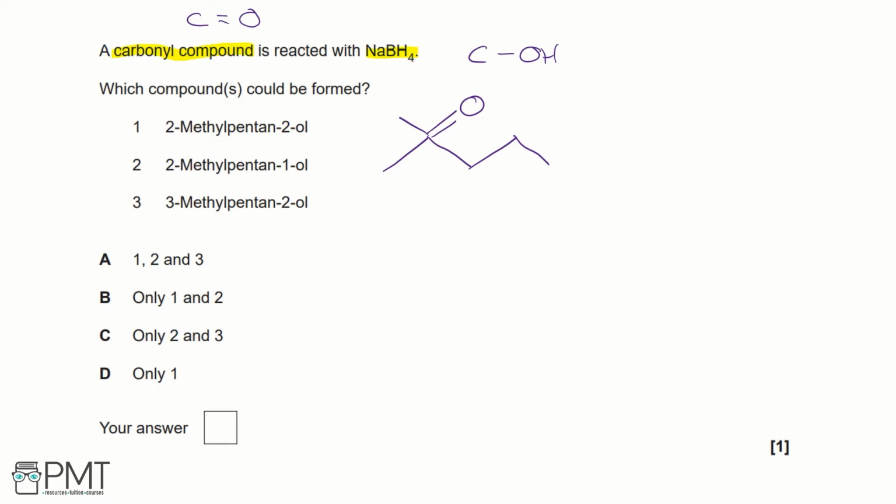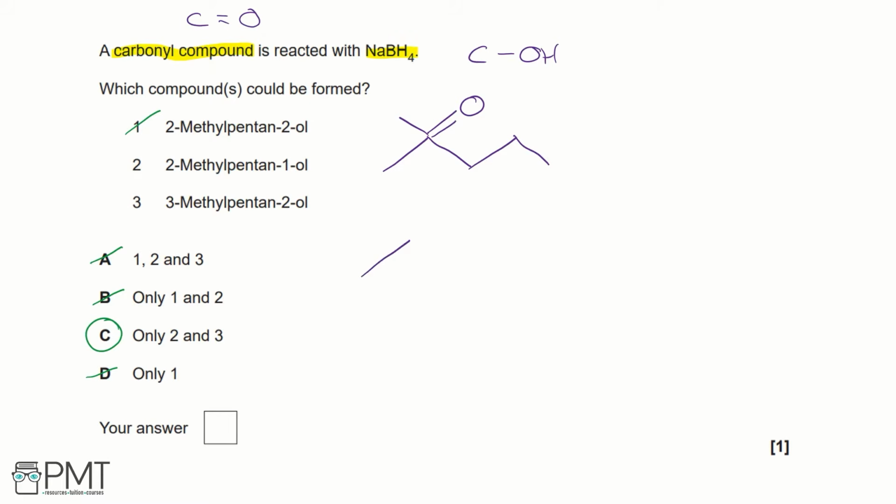Now, looking at this compound, it's not possible because carbon must have 4 bonds, and this carbon at the moment has 5. So 1 cannot be an answer. So then we eliminate the options that include 1. So that would be A, B, and D. So that means we're going to write C in the answer box, but just to check, let's draw the carbonyl compounds of 2 and 3.